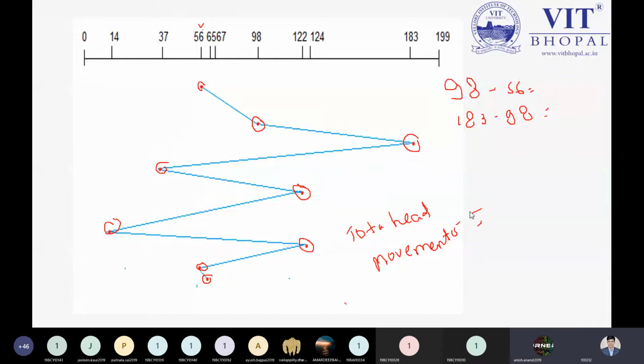So you are jumping from one cylinder to another cylinder. These are cylinder numbers. So these are given, the total nine cylinders. So the total head movement is the head movement between the cylinders. So you need to calculate the head movement between cylinders.